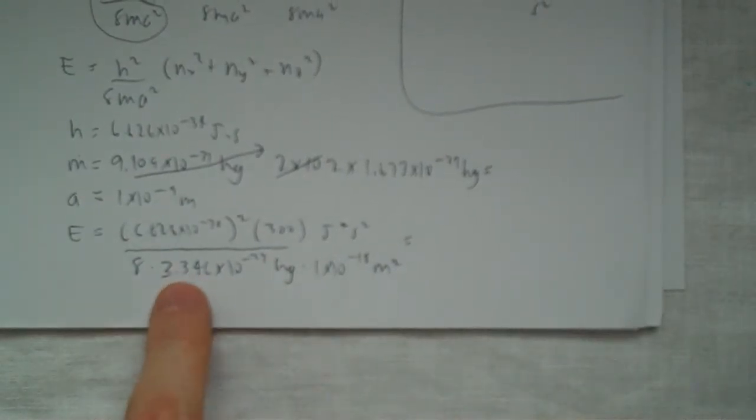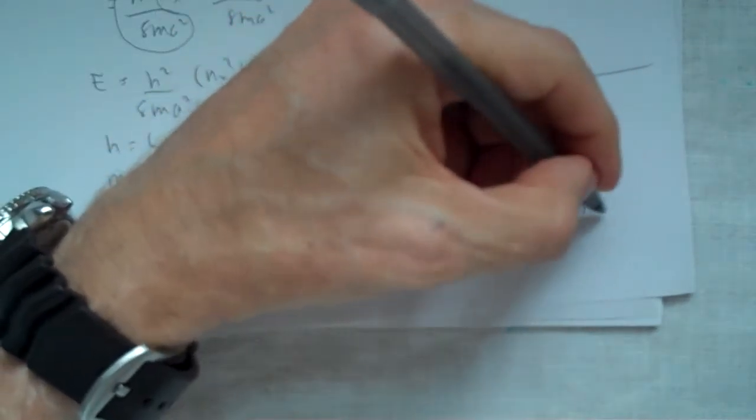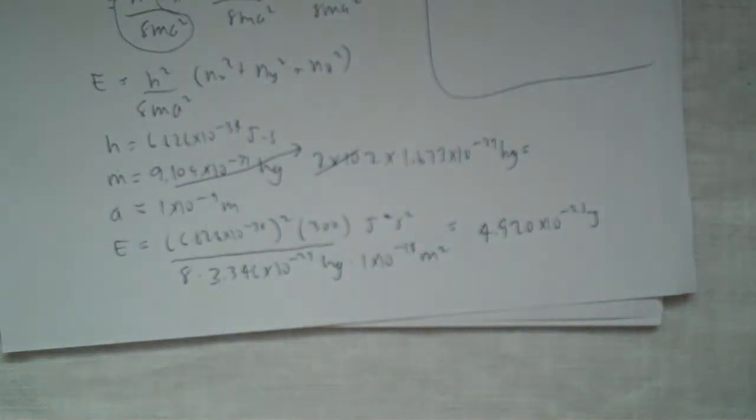Okay. This mass is on the bottom, 8 times 1e minus 18 times 6.626 E34, squared, 300 times. So I get 4.920 times 10 to the negative 21 joules. Okay, that's the energy.